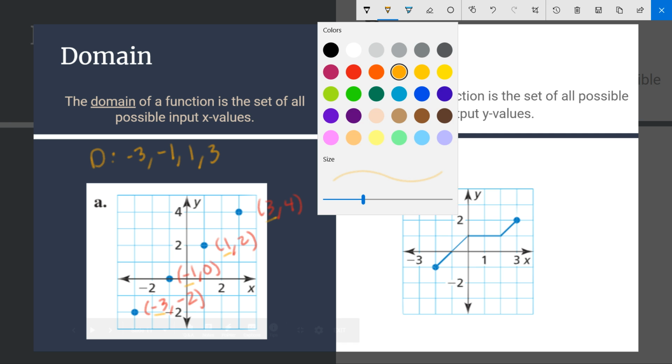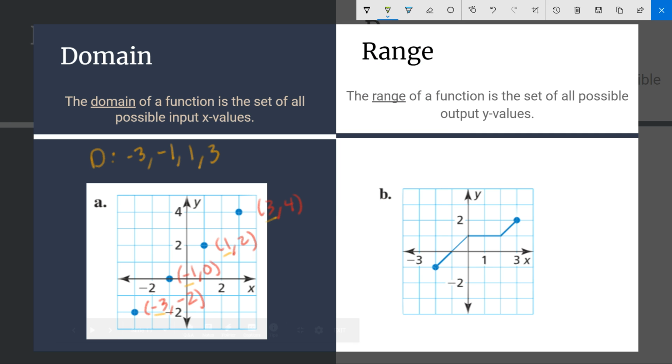Let's get a little shot green. So now, y values. -2, 0, +2, and 4. If we were asked to list the range, we would just list these 4 y values. That would be telling someone what the range is. -2, 0, 2, and 4. Okay? So that's super easy when the graph is just coordinate points.